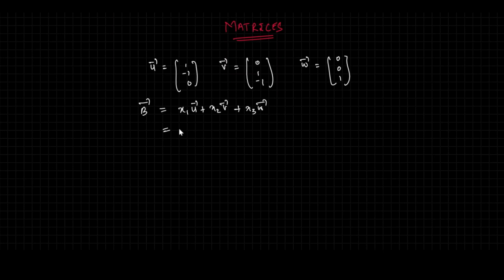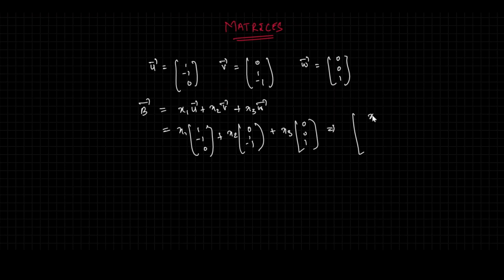So that means this is x1 times 1, minus 1, 0 plus x2 times 0, 1, minus 1 and x3 times 0, 0, 1. Fine, and you get this to be x1, and this you get to be x2 minus x1, and this is x3 minus x2. Fine, so this is the b vector, isn't it? So this is how you get it. Now this is the linear combination of the u vector, v vector, w vector. You are getting another vector, that is b vector, that is x1, x2 minus x1, x3 minus x2.